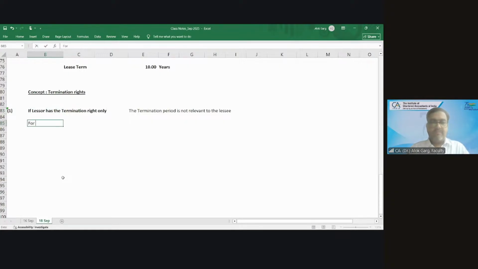For example, the contract is for 10 years, and in the last 4 years, only lessor can terminate the lease without any termination penalty.